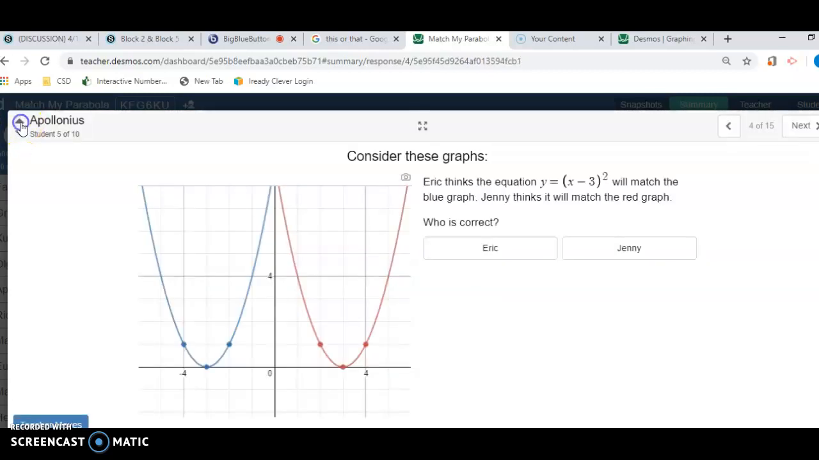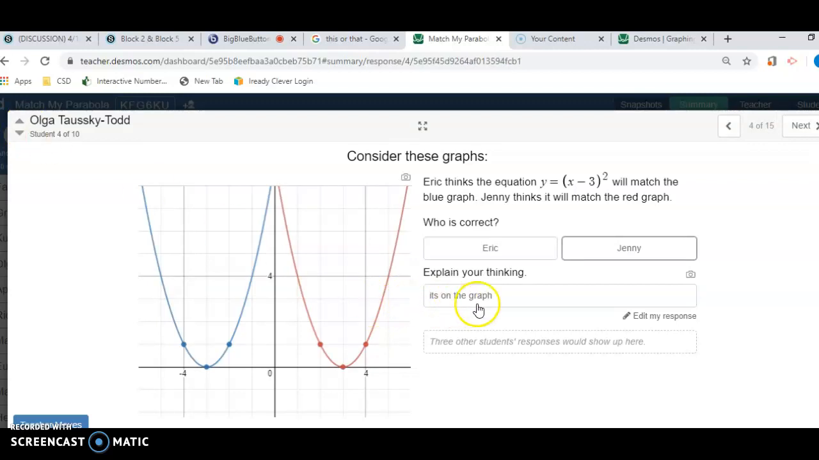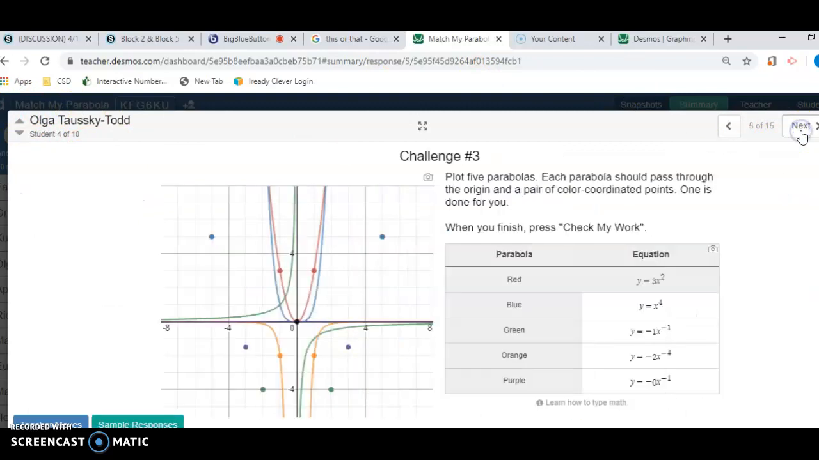Apollonius. What does it say? It's on the graph. Now that's not a good explanation. It didn't answer who's right or wrong, but they did say that Jenny was right there. Oh, it's on the graph. Yeah, I like that. That's a good solution. And these are just anonymized names. All right, let's take a look.